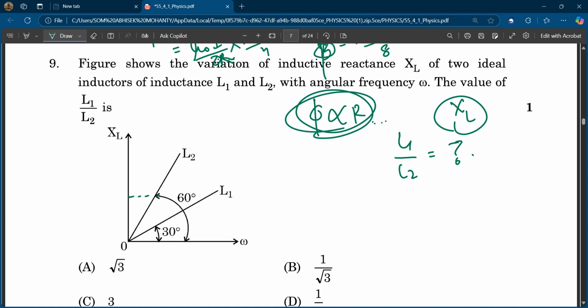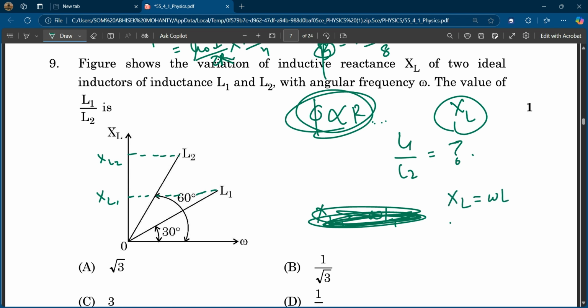So suppose this is your XL1, this is your XL2, correct? XL1 is equal to omega L1. The angle for L1 is 30 degree. See this 30 degree, this XL. XL is equal to omega L, correct? So L is equal to what?